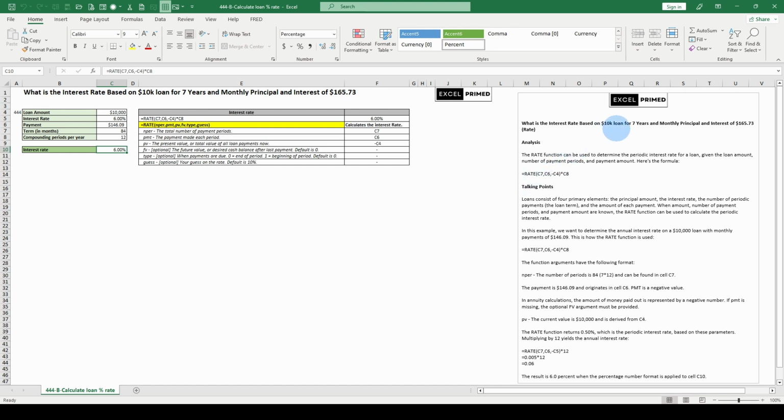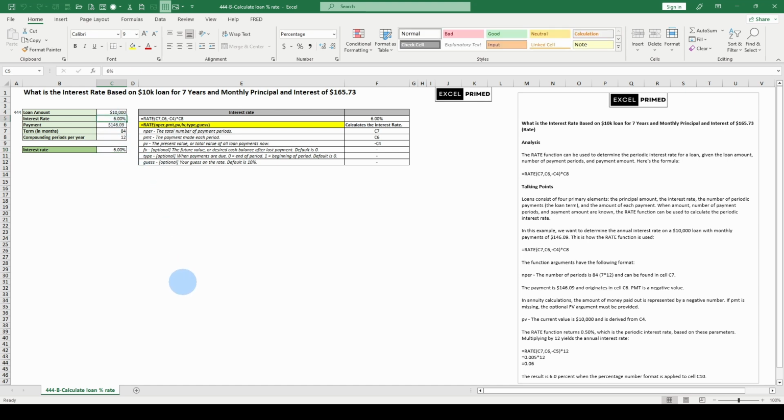What's the interest rate based on a $10,000 loan for 7 years with monthly principal and interest of $165.73? The RATE function can be used to determine the periodic interest rate for a loan, given the loan amount, number of payments, and payment amount. Loans consist of 4 primary elements: the principal amount, 10 grand; the interest rate, 6%; the number of payments, 84; and the monthly payment, 146.09. Okay, I've already given away the answer.